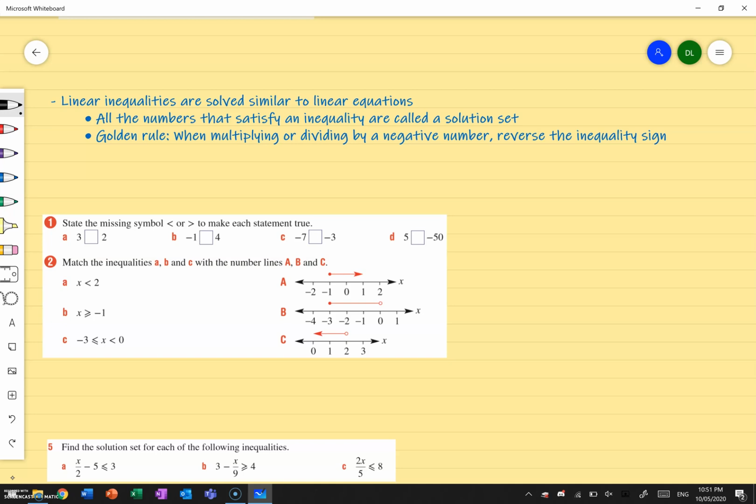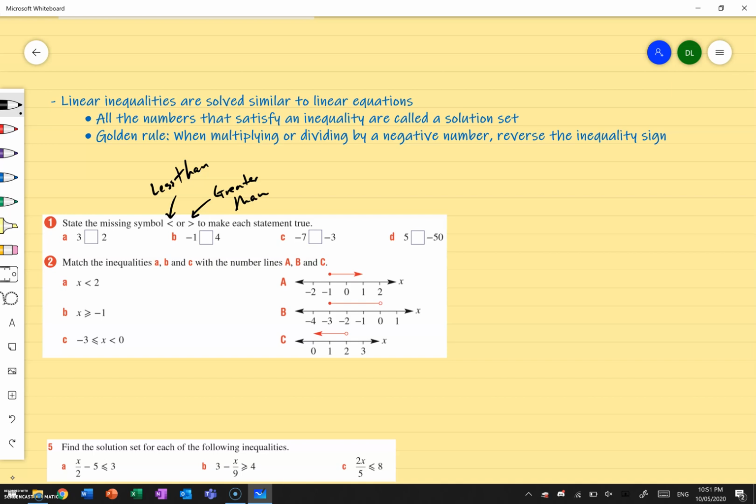Let's go ahead and answer some of these questions so that we can understand where we are coming from. So, state the missing symbol to make each statement true. Just a reminder, this is less than, and this one is, as you can probably guess, greater than.